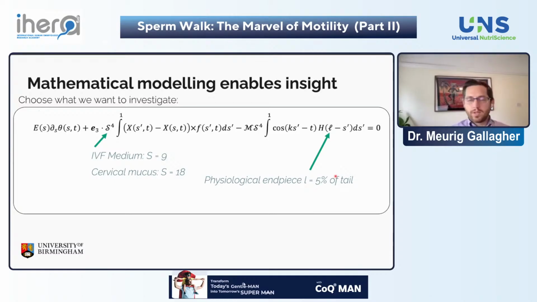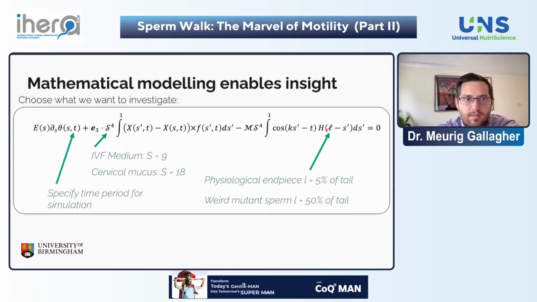And what we can do now is we can just chuck this into a computer, we can solve this equation, and we can say what happens if L is 50% of the tail length? What happens if only 10% of the tail is actively bending and the rest is a big floppy region? How would that swim? And we can do a kind of systematic assessment of what's going on and really test it. So two examples: one where we have 5%, that's physiological, or one where only half the tail can actively bend and one half of it is just big floppy elastic.